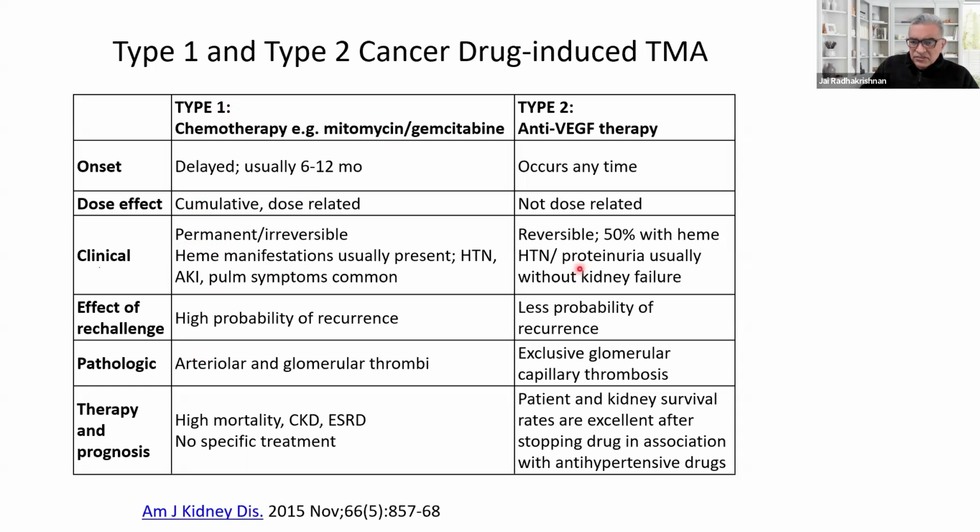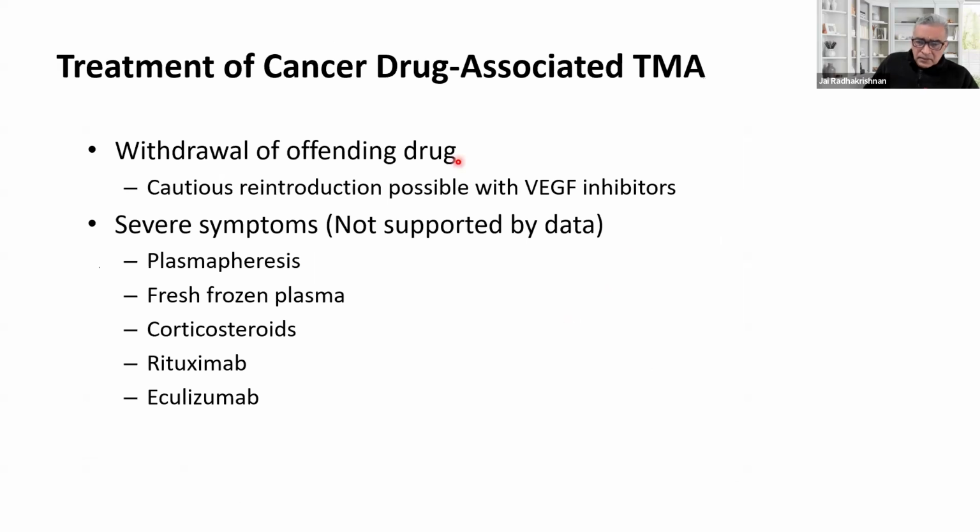With the VEGF, it's reversible. You stop the drug, it goes away. And you can actually re-challenge them. And it's almost exclusively within the glomerular capillaries for the reason I mentioned. And the patients do quite well, especially because you can re-challenge the majority of patients with careful monitoring. The treatment is not standard, but by and large, withdrawal of the drug as far as possible with reintroduction, in the case of VEGF inhibitors. Everything else, there are case reports which suggest they might help, but it's not been codified, and we do not recommend them really.